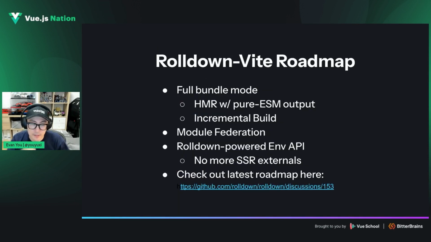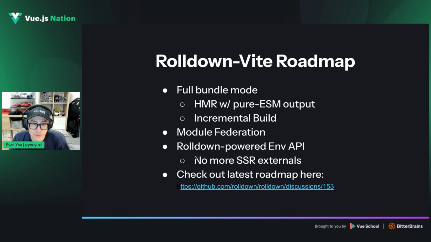Okay, so beyond ecosystem CI compatibility, the Rolldown-Vite roadmap includes full bundle mode, which addresses the dev server startup performance issues with HMR and incremental build. And we're also working on module federation, which is a requested feature by many people who are stuck on Webpack.